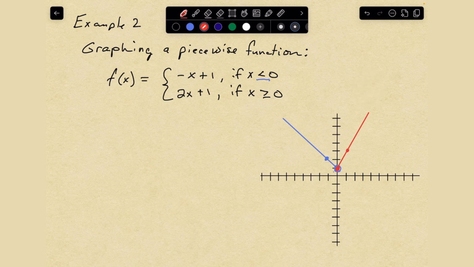And most people draw these little divots here so that we know that goes on forever. And that's how you draw a piecewise function.